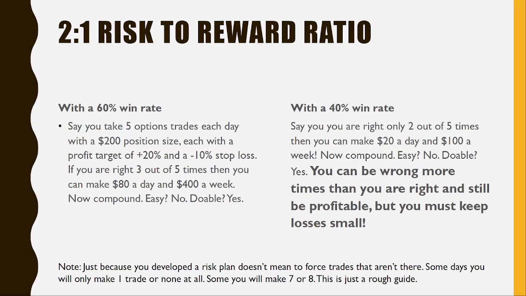And then just a quick tip. I know I said 3 out of 5 trades per day. Does it mean that you have to look for 5 trades a day? If a trade isn't there, don't take it. Don't force yourself to find a trade that isn't there. Some days you'll make 0 trades. Some days you'll make 2 trades. Some days you'll make 7 or 8. So it all should even out in the long run. This is just a rough general guideline. You want to follow this risk plan. You don't want to take random trades with random stop losses.